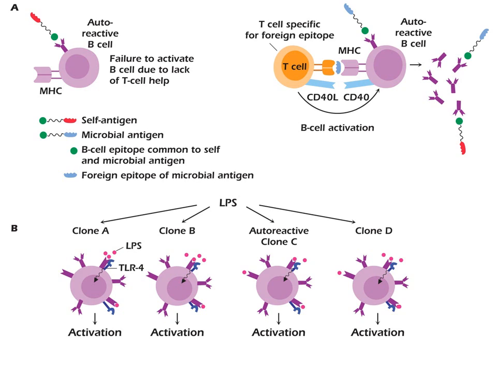So let's look at A over here. You can see this one over here is a self-antigen. This is a self-antigen, right? So what normally happens is that the self-antigen is presented to an autoreactive B cell, but they are unable to activate because the T cell would not come and help them, right?